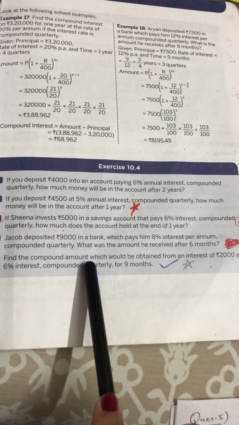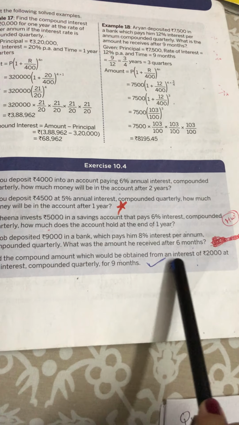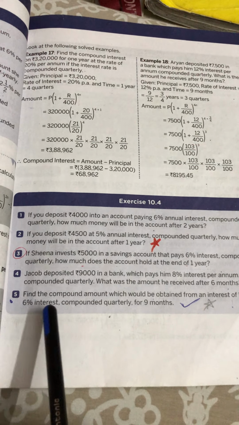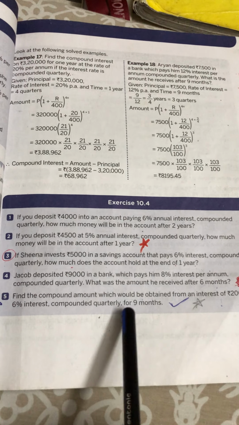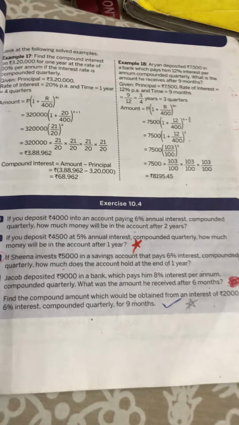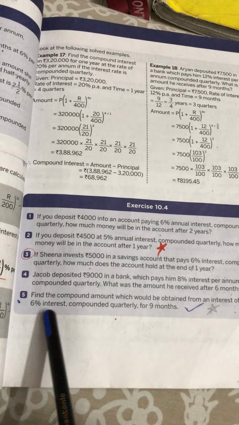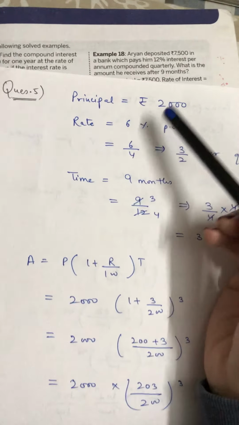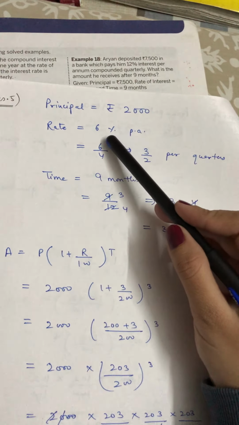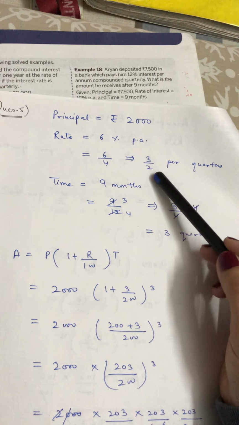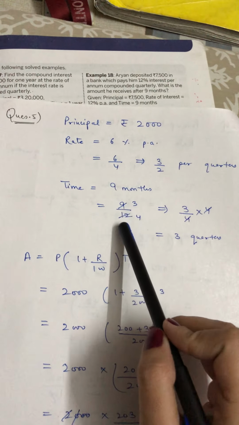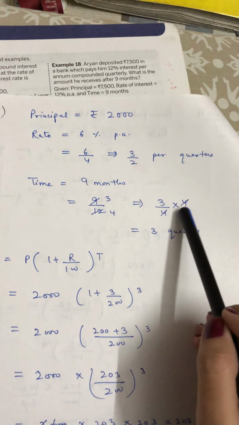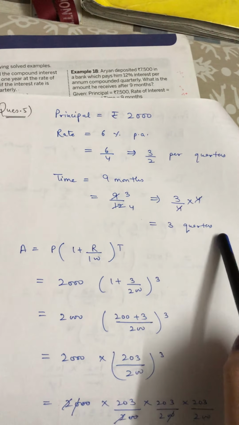Alright, so the last question is, find the compound amount which would be obtained from an interest of rupees 2,000 at 6% interest compounded quarterly for 9 months. Okay, so this will be the principal, this is the rate, and this is the time. Principal will be this, rate you divide by 4. It is equal to 3 by 2. Time is 9 months. First of all, divide by 12, and whatever is coming, it is 3 by 4. Now multiply by 4. So 4 and 4 get cancelled. It is equal to 3 quarters.